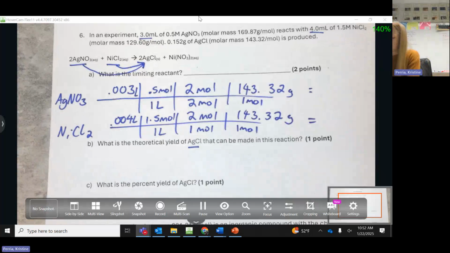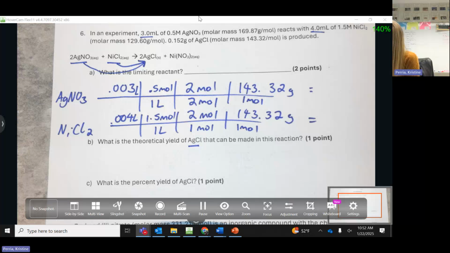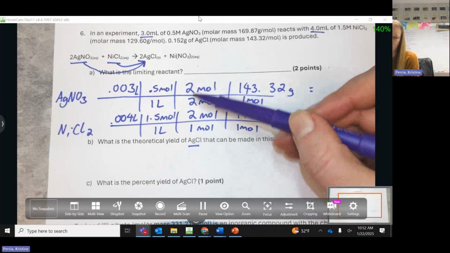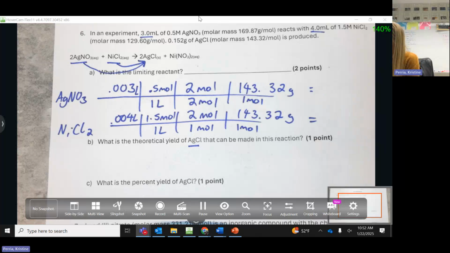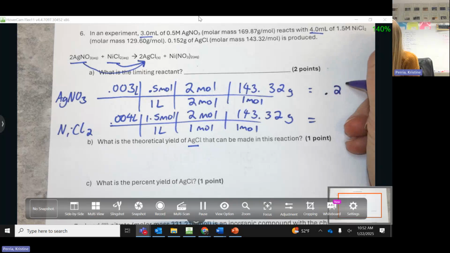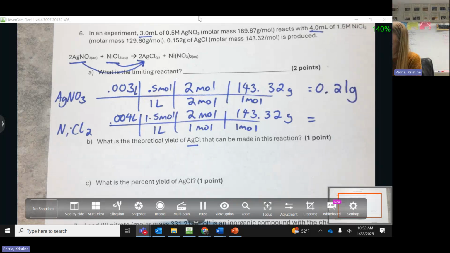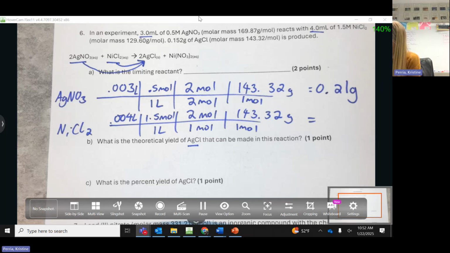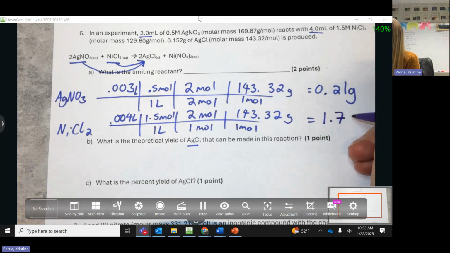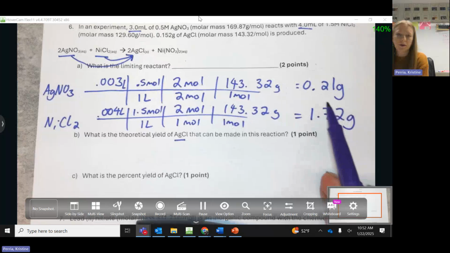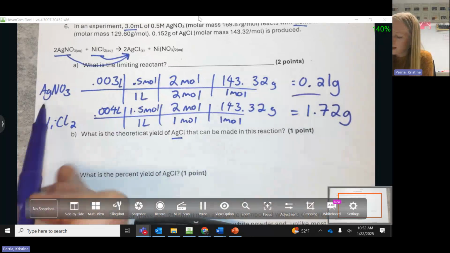Okay, so let's see here. Get 0.003 times 0.5. We don't really need to do this because that 2 divided by 2 is 1, times 143.32 is going to equal 0.21 grams. And then this second one is 0.004, okay, times 1.5 times 2 times the same thing, 143.32. Okay, and that's going to equal 1.72 grams. Okay, so the reactant that led to the lower amount of product is AgNO₃.